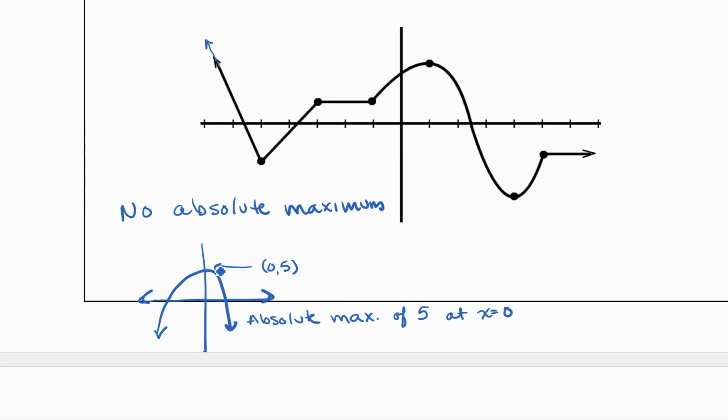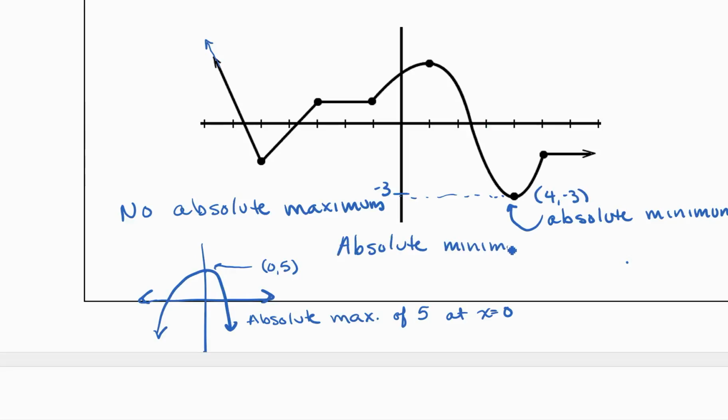Now this graph with absolute minimum, well, the lowest point this graph ever gets, since it levels off here, is this point right here. So this would be our absolute minimum. And let's just say this happens to be at -3. So this is the point for -3. And so what we'd say is this graph has an absolute minimum of -3 of the y value at x equals 4. So the x value is kind of where it happens.